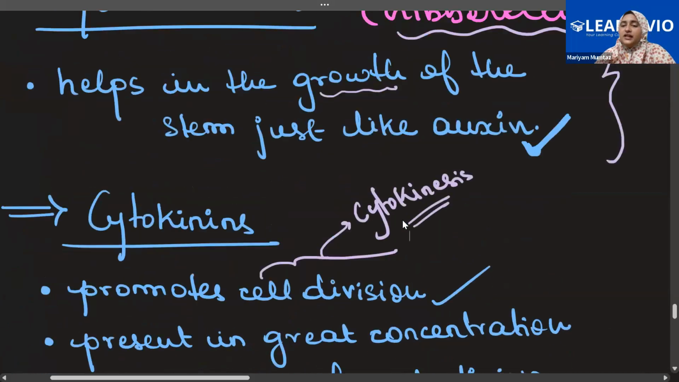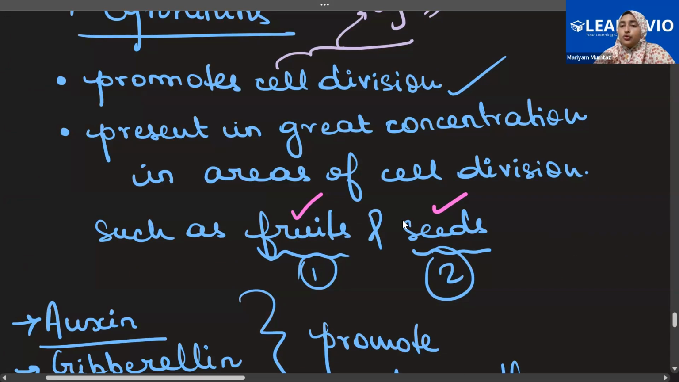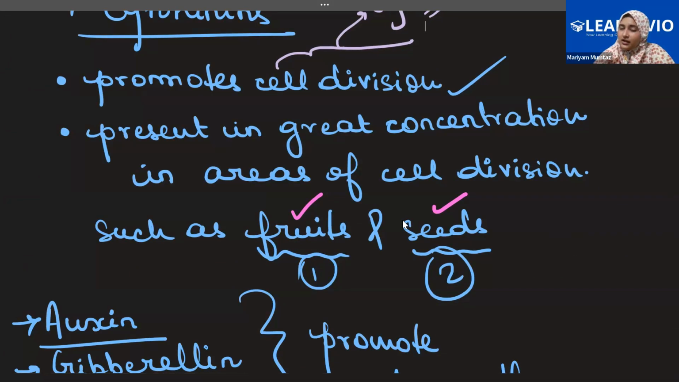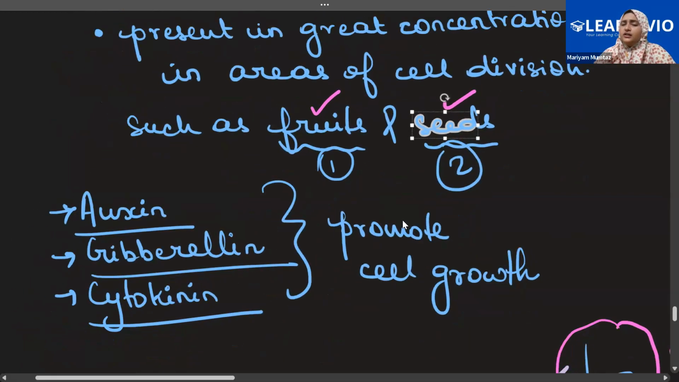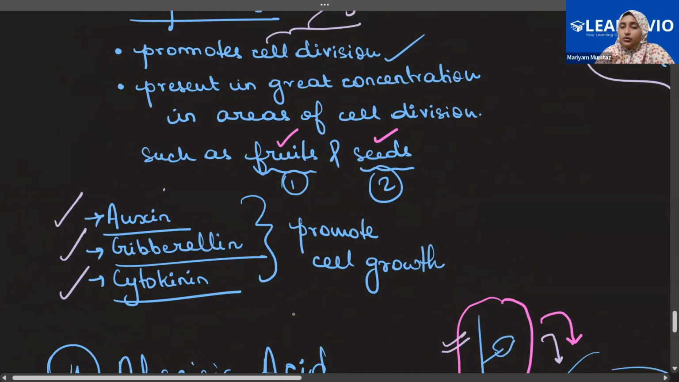So up until now, we have studied three hormones: auxin, gibberellins, and cytokinin, right? These three hormones are all together called plant growth promoters, right? Why? Because they are promoting the cell growth, they are promoting the increase in the length of the stem or the height of the plant. So because of this very reason, we'll call these three hormones, auxin, gibberellin, and cytokinin, plant growth promoters, because they are the promoters of growth in the plant.